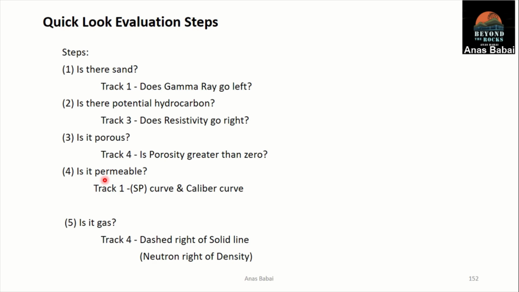To identify whether the SP log is to the right or to the left, it depends on the salinity of the drilling fluid compared to the formation fluid. So we have to keep this information in mind before interpreting the SP log. We cannot generalize that if it's to the left it means it's permeable, and if it's to the right it's not, so we have to consider the salinities of both the drilling fluid and the formation fluid.